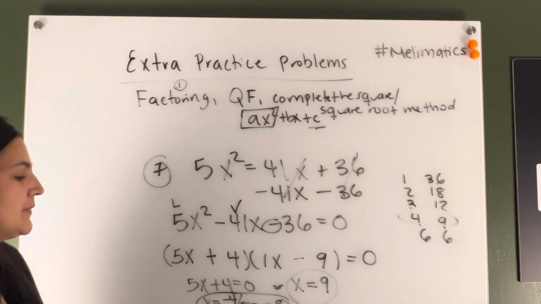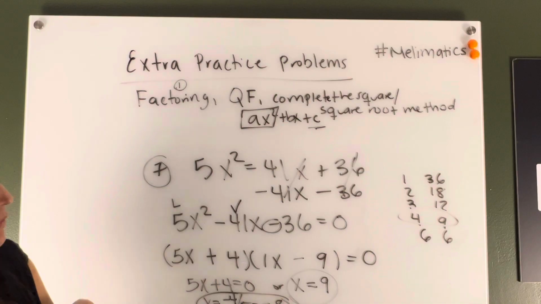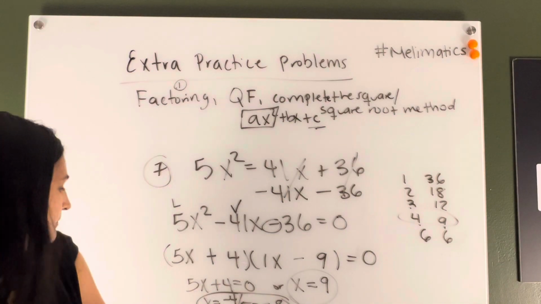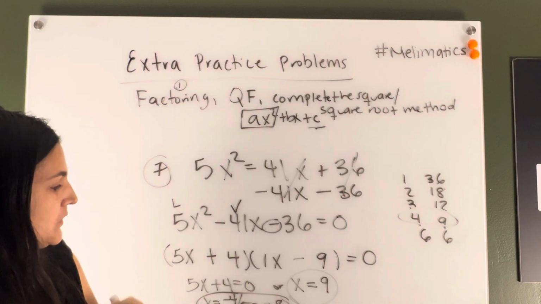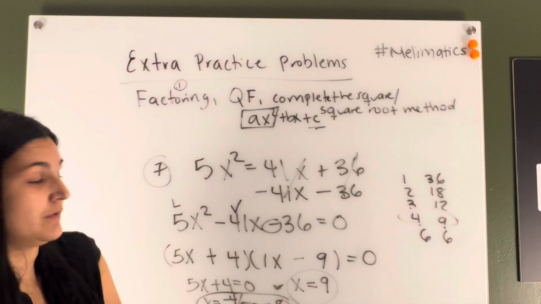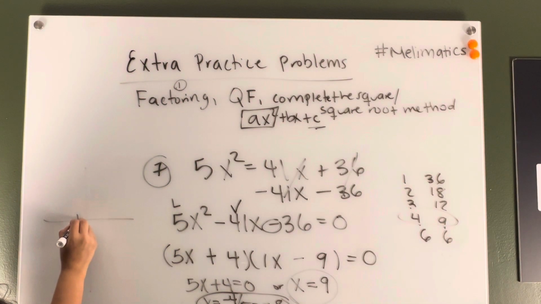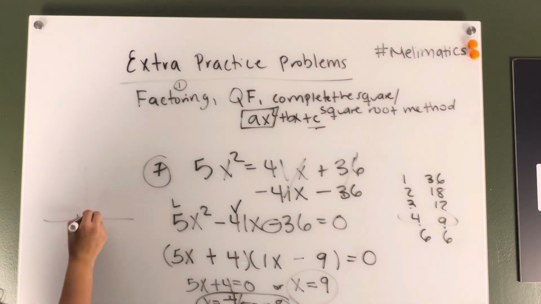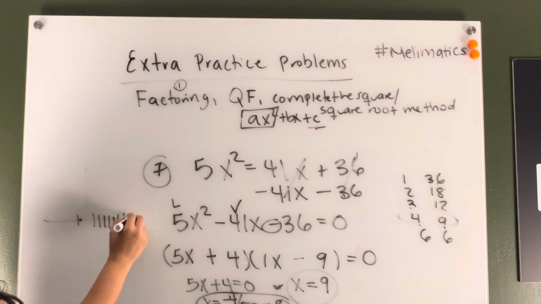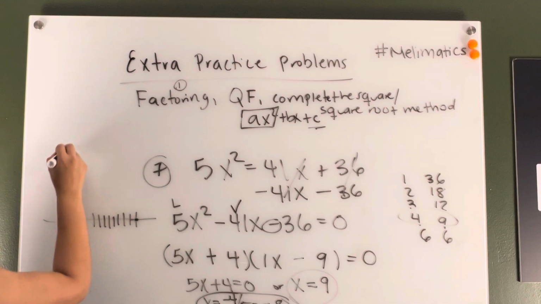Alright, so either x could be negative 0.8, or x could be 9. So it looks like it's a pretty wide parabola, right? Over here we have at negative 0.8 touching the x-axis, and at 9, the quadratic function is also touching the x-axis.